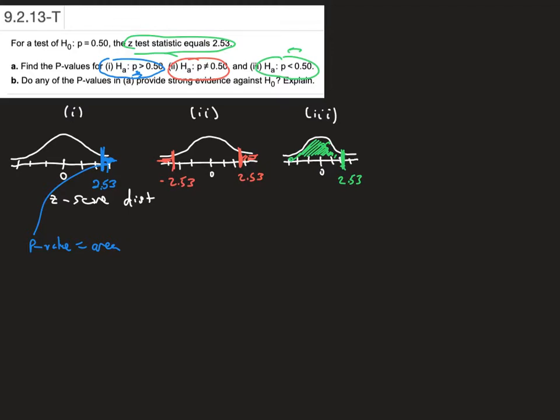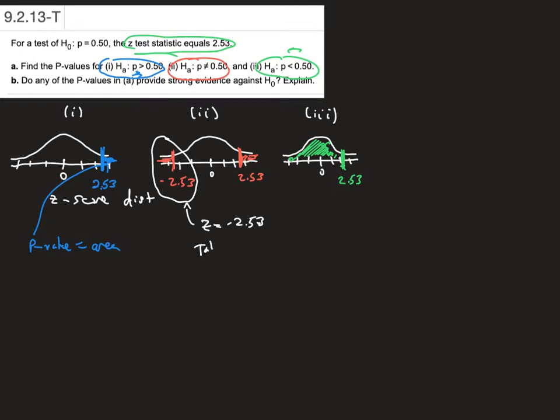So number 2 is not bad because I can do this part easily. I can look up in my table z equal negative 2.53, and the table will tell me how much area is to the left of that.